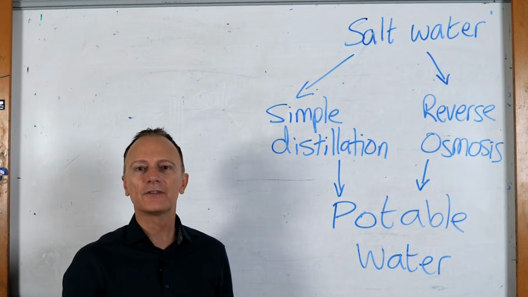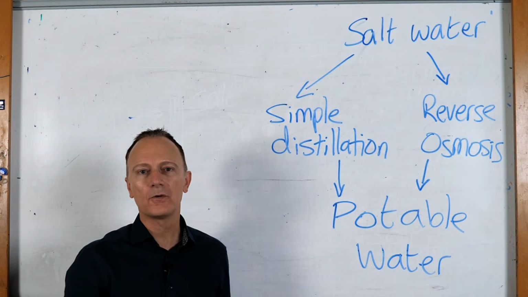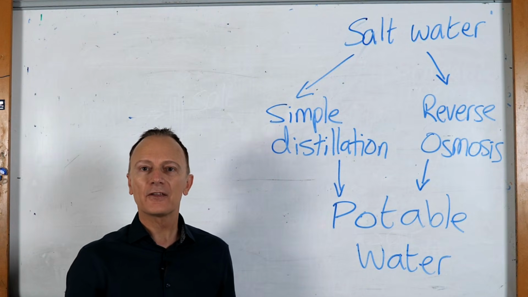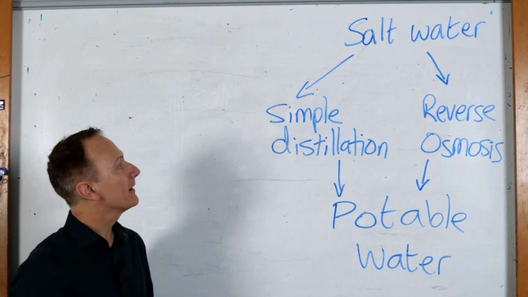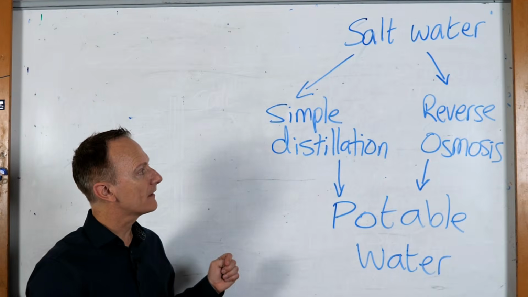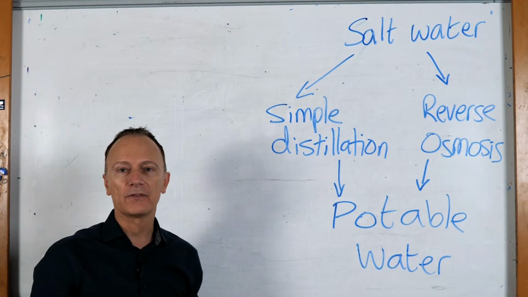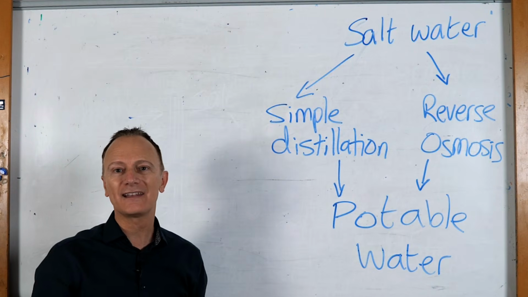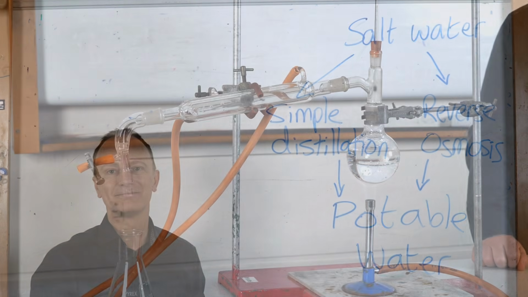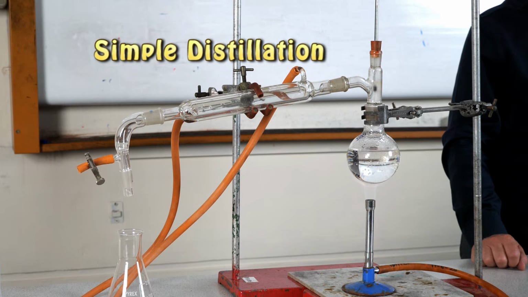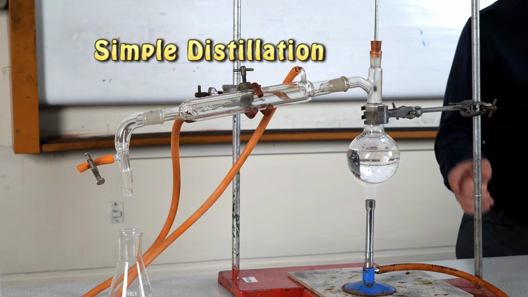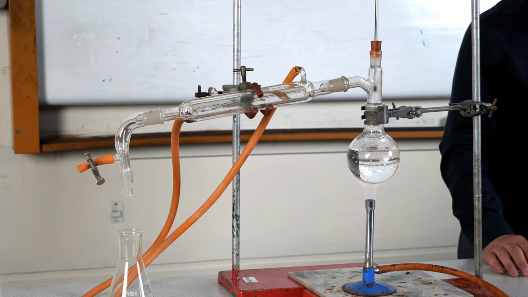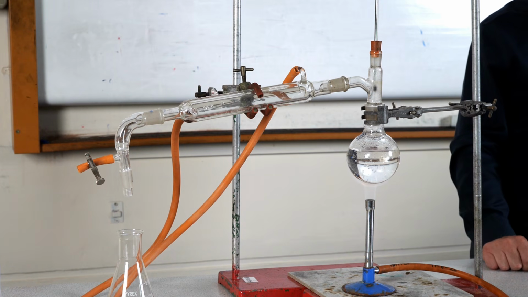It's far more difficult to get potable water from seawater or salt water, and that's because of all those dissolved salts in the water. And the two main ways of doing this are simple distillation and reverse osmosis. So first I'll show you how the distillation method works. The way distillation works is we put the salt water in a flask and heat it up with a Bunsen burner. At this point, only the water evaporates and the salt gets left behind in the flask.